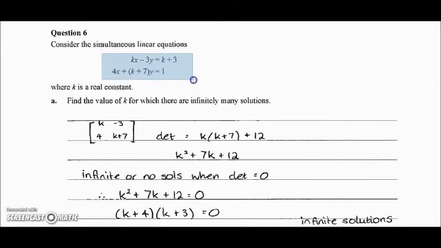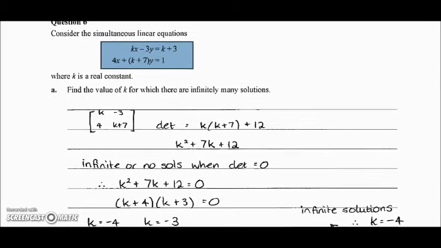So here are my two equations. We want to find the value of k for which there are infinitely many solutions. Now there's several ways to go about this, and if you haven't seen my method before, maybe jump onto the examiner's report because they've got two more methods there, which might make a bit more sense to you.